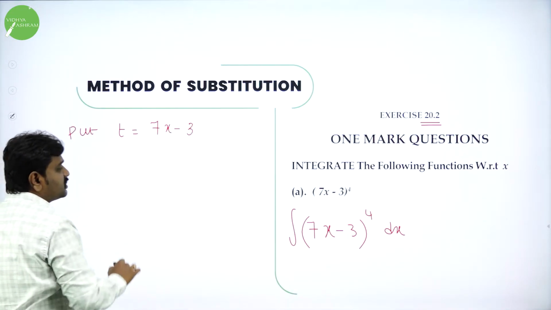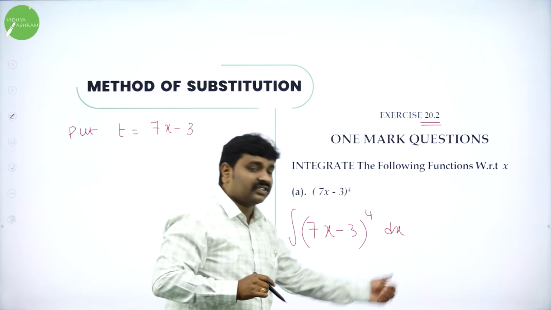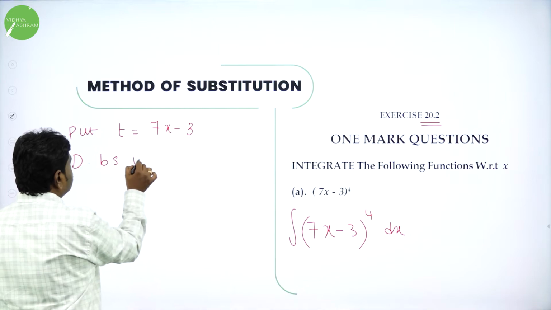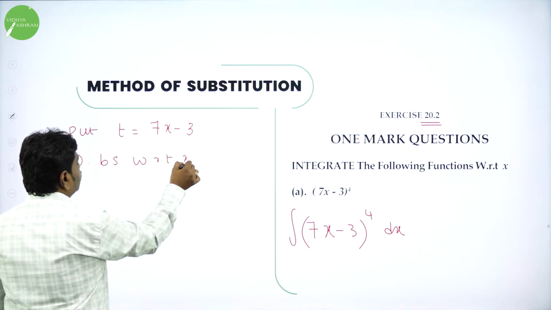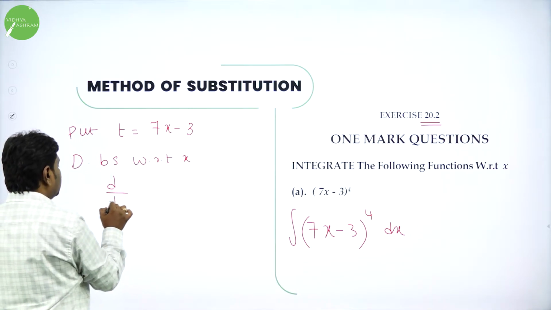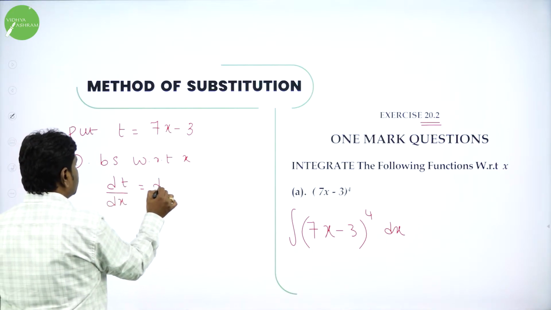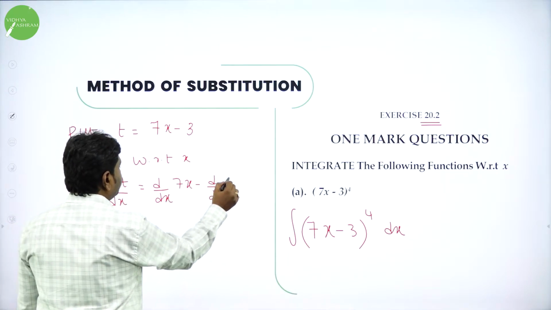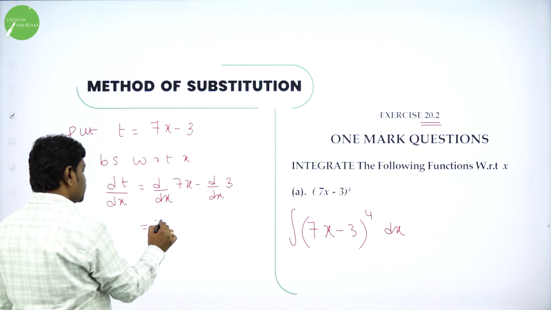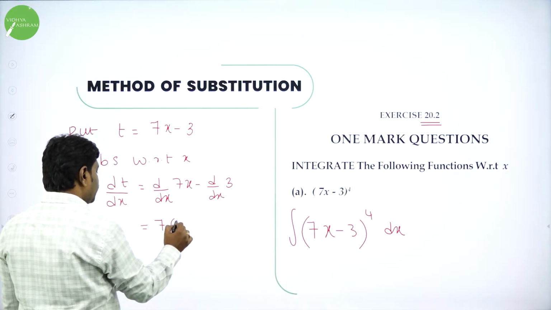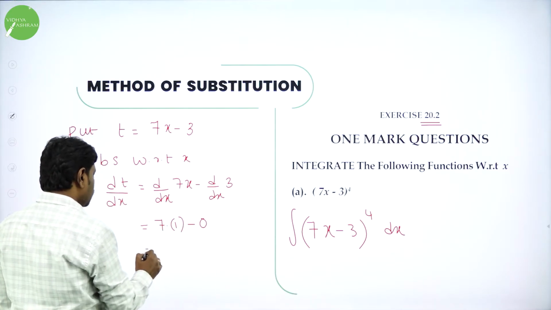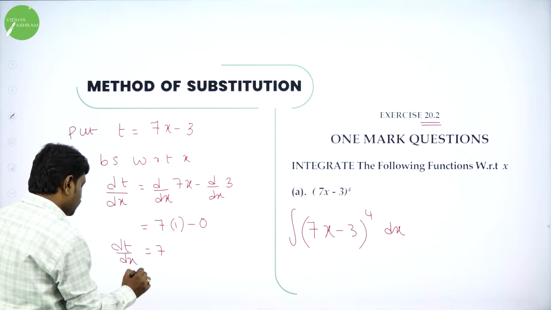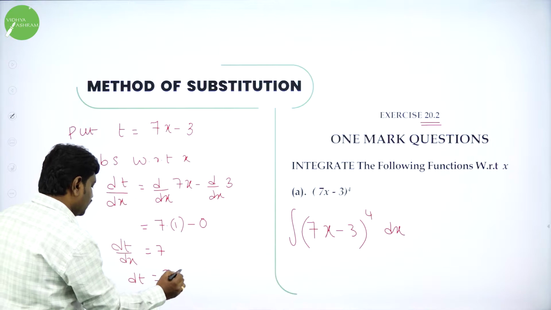Now differentiate both sides with respect to x to get the value of dx. So differentiate both sides with respect to what? x. If you do that, LHS becomes d by dx of t, RHS becomes d by dx of 7x minus 3. You know derivative of 7x is 7, since 7 is a constant, take it out. Derivative of x is 1, minus derivative of 3 is 0. So it will be 7. dt by dx is 7 and dx we need. So dt is equal to 7 into dx.